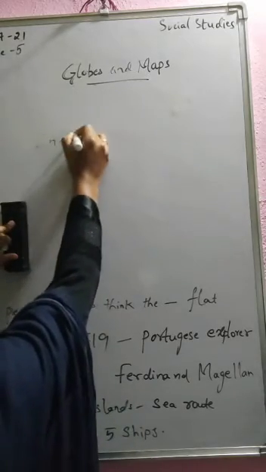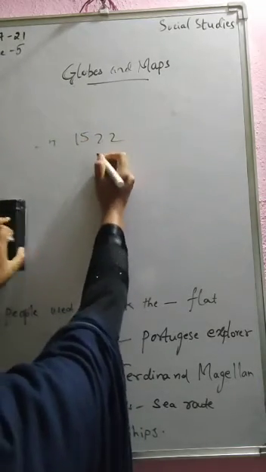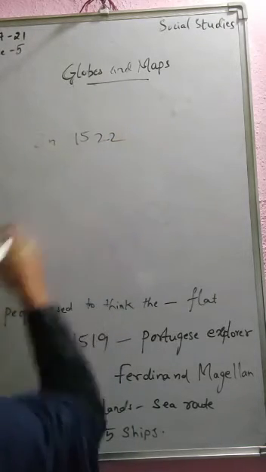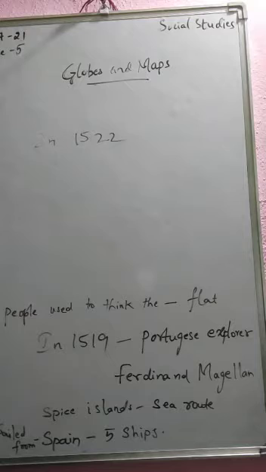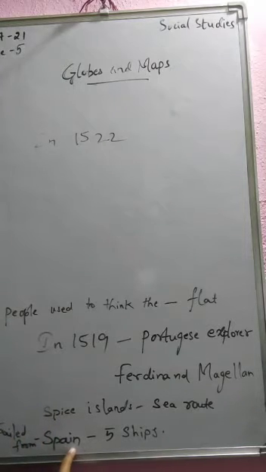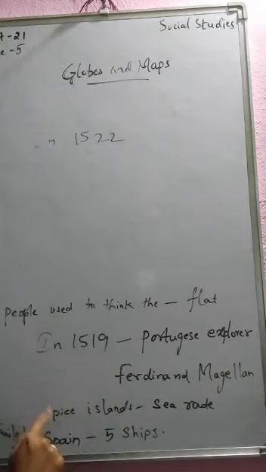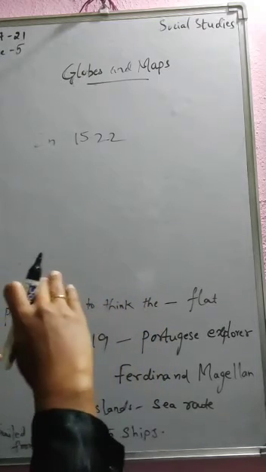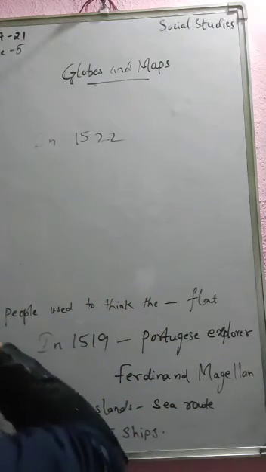In the year 1522, what happened? One of the ships returned to the same place. So this proved that the earth was round. Okay, he set out with 5 ships in a sea route to the Spice Islands. He sailed from Spain. He started his journey from Spain. Then one of the ships, what happened? It returned back to the same place.